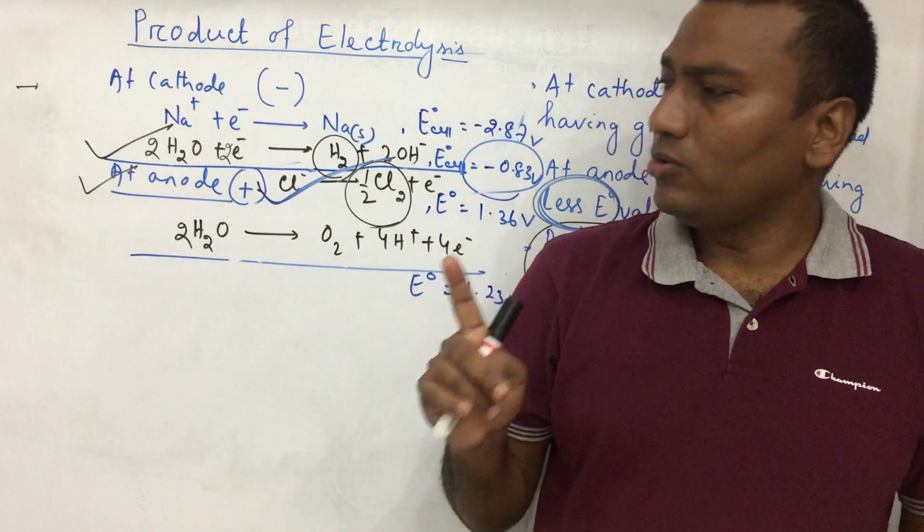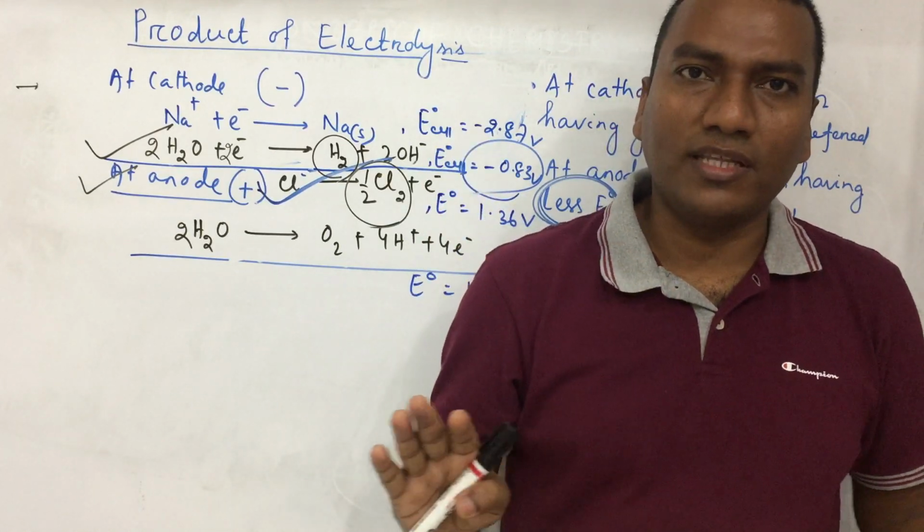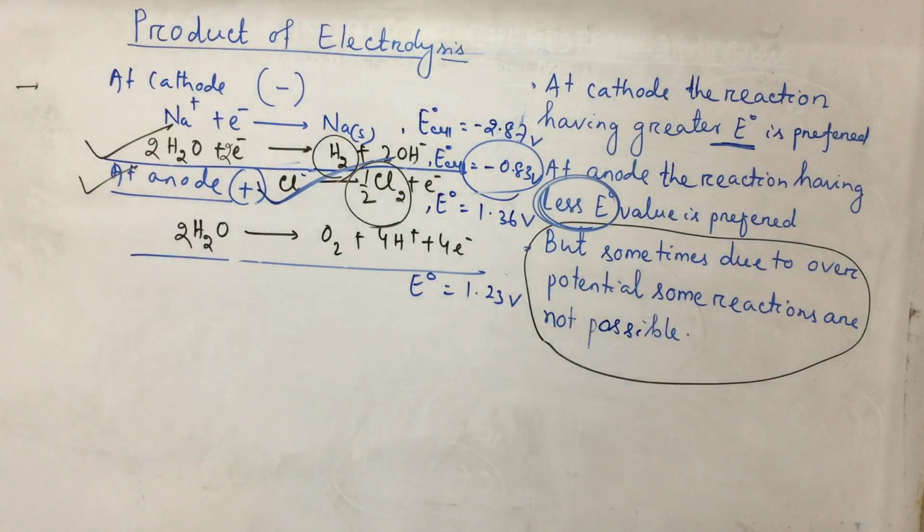Clear now? So due to alkaline nature, its pH value increases. Got the idea? Again I am telling you. So in electrolysis, a question will come: predict the product of electrolysis of molten NaCl. In molten NaCl there is no problem, because one is cathode, another is anode, and only two ions are present.